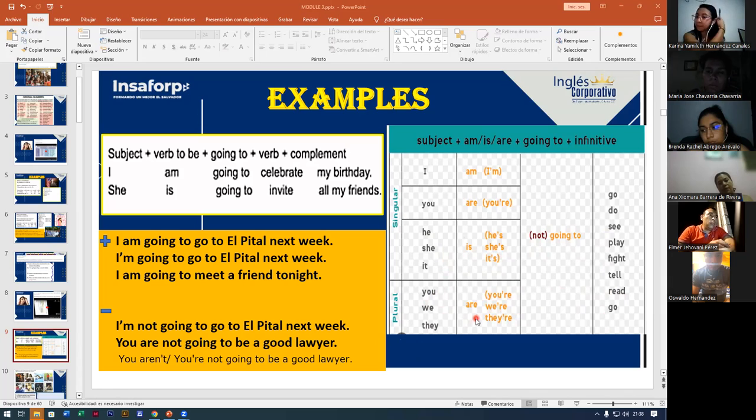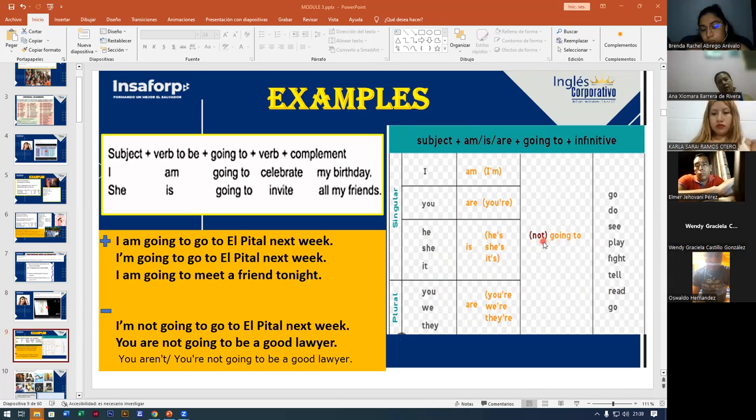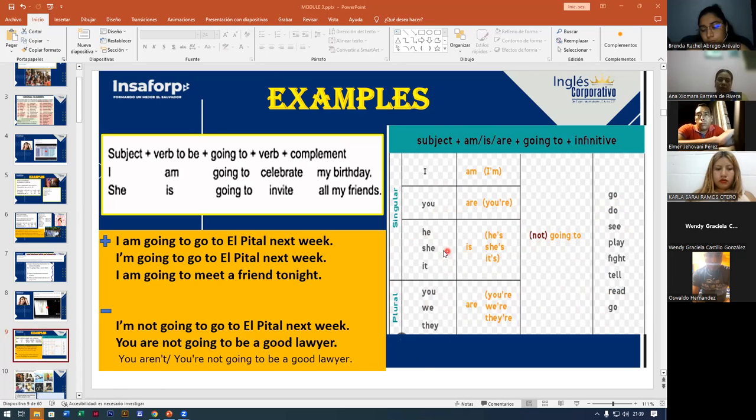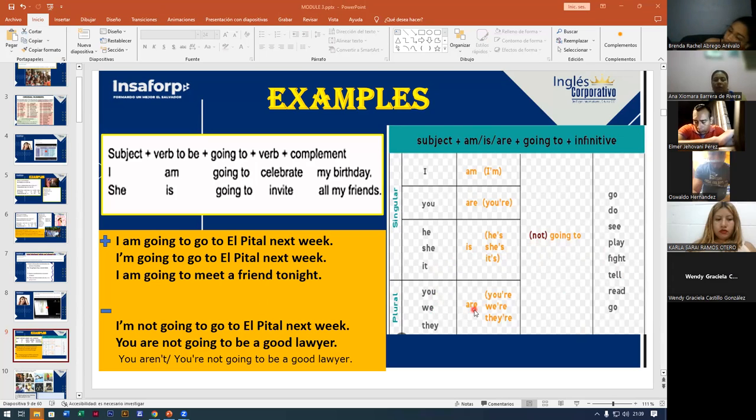That's affirmative. Or if it's negative, then we say, I am not going to go. You are not going to do. He is not going to see. She is not going to play. It is not going to fight. You are not going to tell. We are not going to read. They are not going to go. So that's the structure that we have.